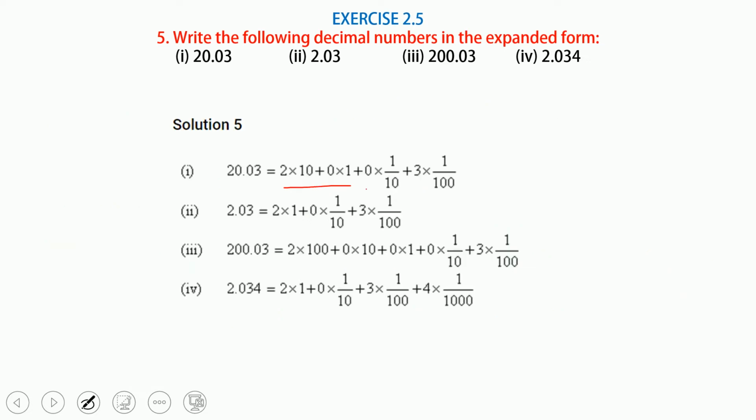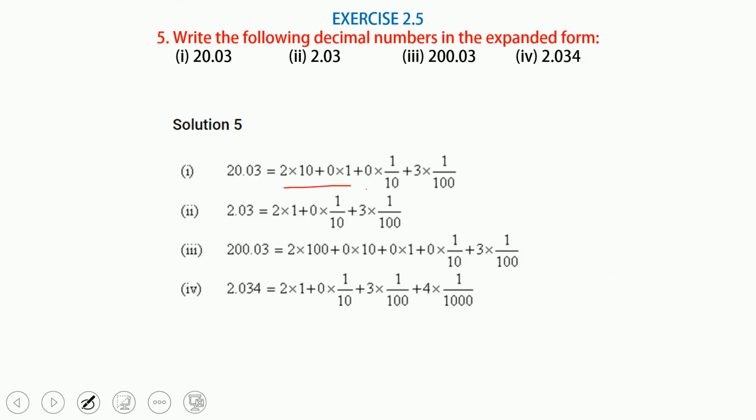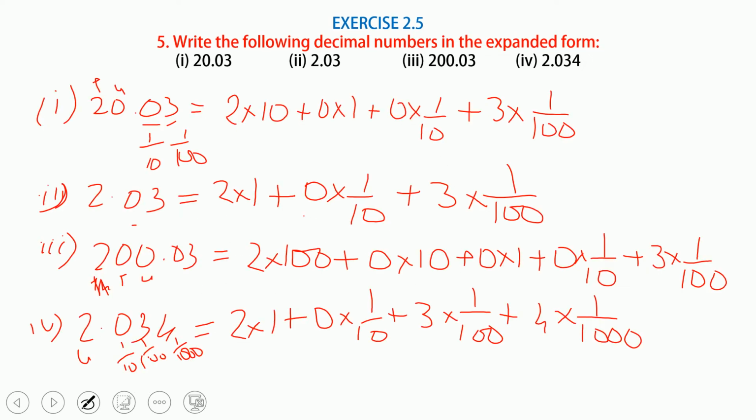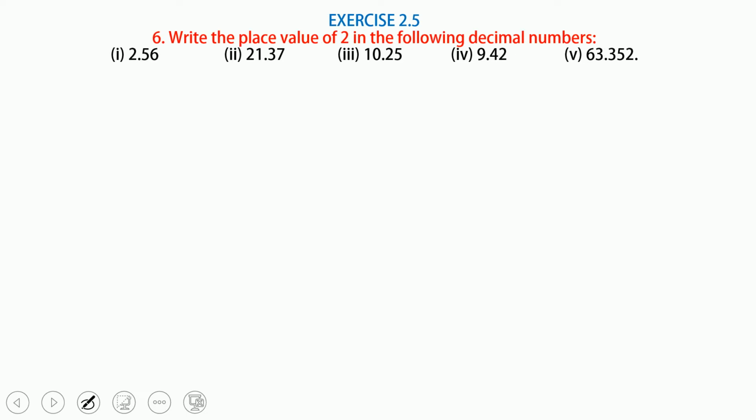So like this, you can take a screenshot and do it. It is better that you do it while doing it here. If you have any doubt, you can look here. If you don't understand my handwriting, then you can use this. Then the next part.